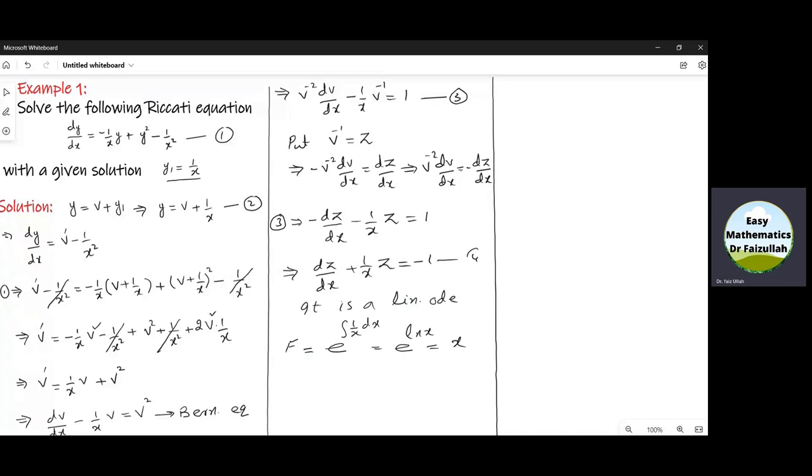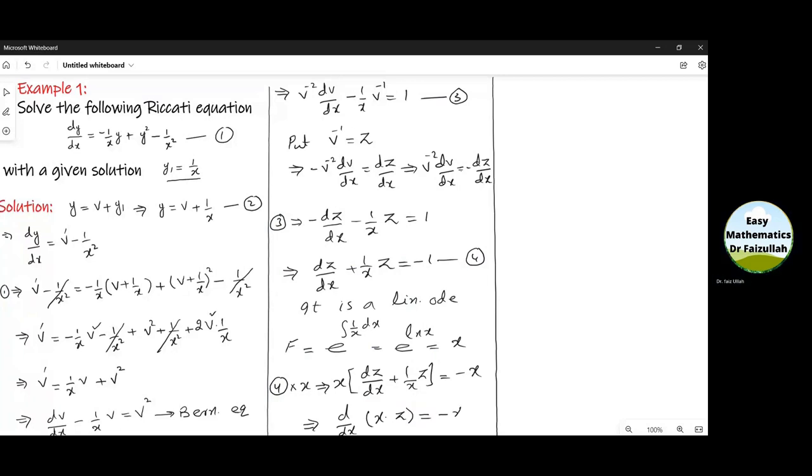So now we can multiply equation number 4 with the integrating factor, which is x. And we have x into dz over dx plus 1 over x z is equal to minus x. So we know that the left hand side must be equal to d by dx of the integrating factor into the dependent variable. So now let us integrate both sides. So if we integrate both sides, we have d of x into z is equal to minus x dx.